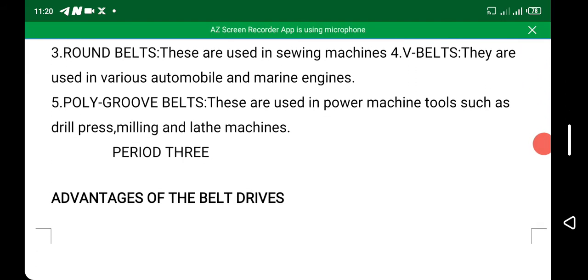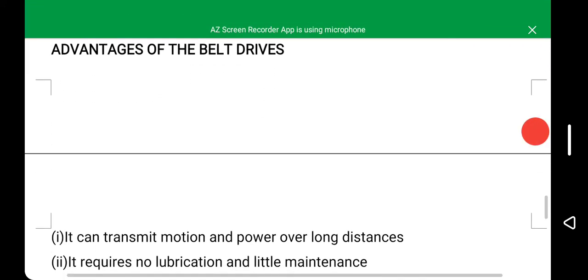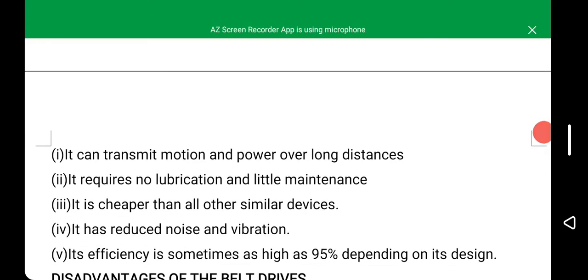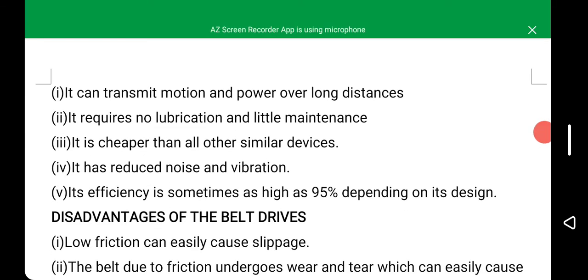Now, let's look at the advantages of the belt drive. What are the advantages of the belt drive? It can transmit motion and power over long distances. It requires no lubrication and little maintenance. It is cheaper than all other similar devices. And it has reduced noise and vibration. Its efficiency is sometimes as high as 95% depending on its design.